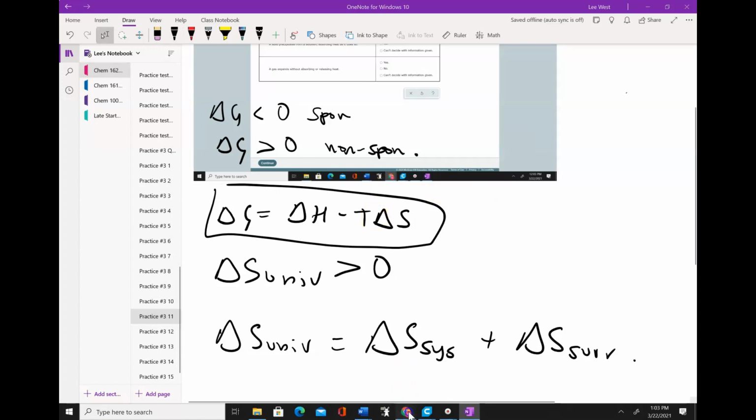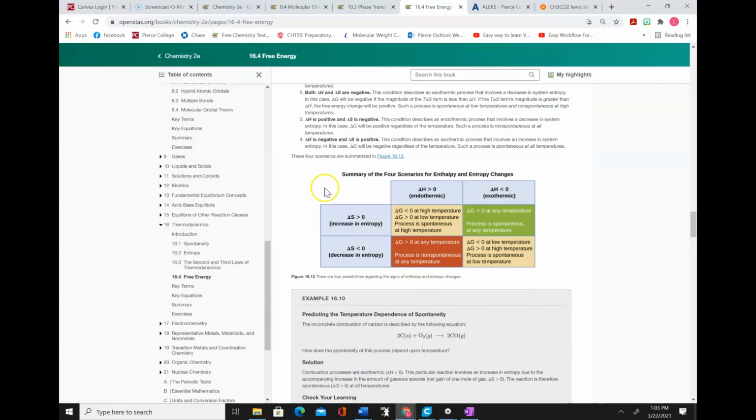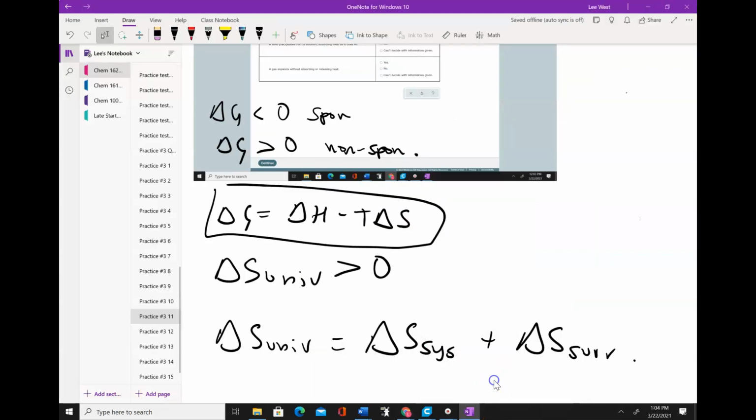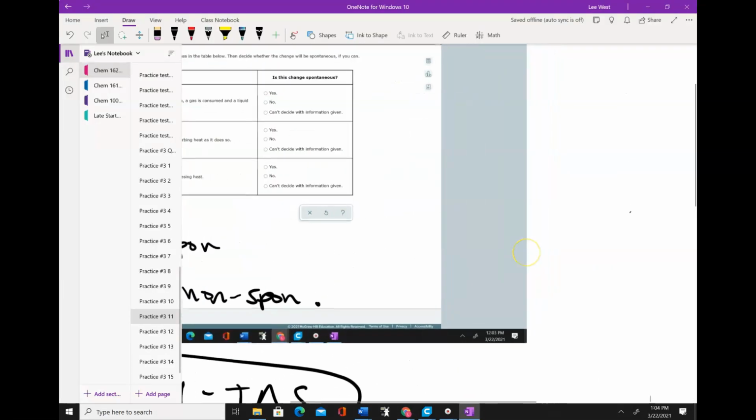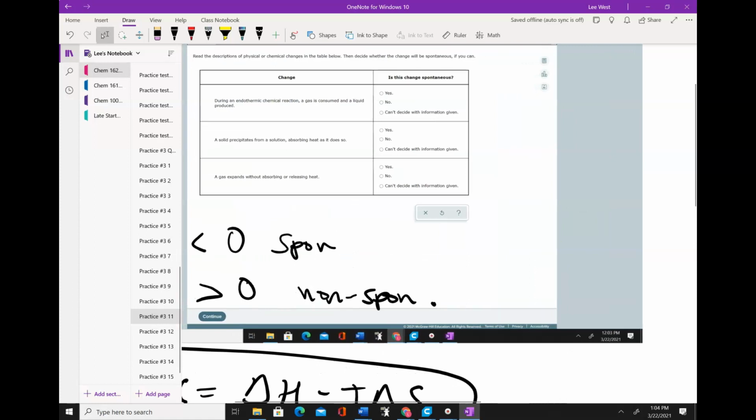If you look in chapter 16, there's a little summary of all of the possible scenarios for enthalpy and entropy changes and how they're related to spontaneity. So this little table can give you a heads up. I like to just reason through it, and you'll see me doing that in this problem. In this first one, it says, during an endothermic chemical reaction, a gas is consumed and a liquid produced.